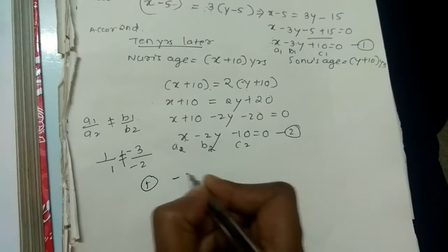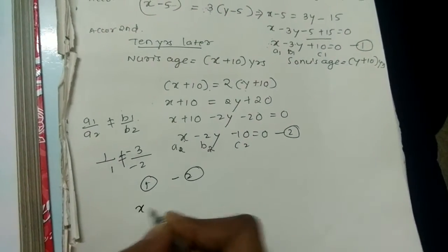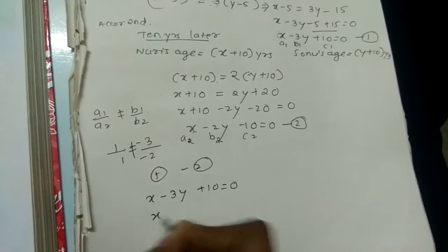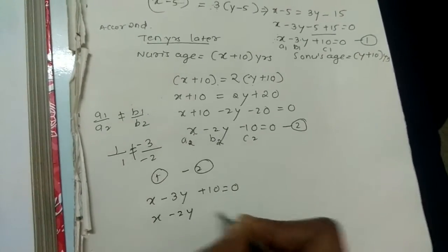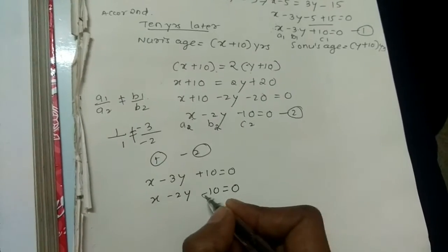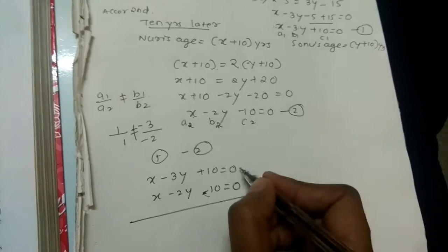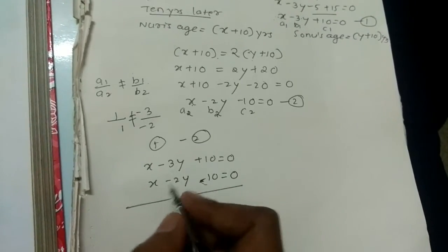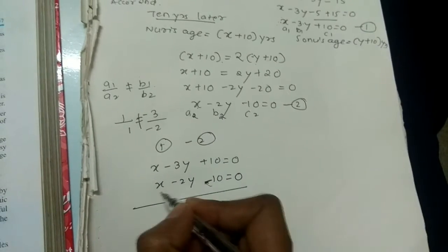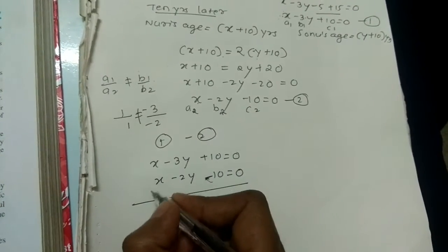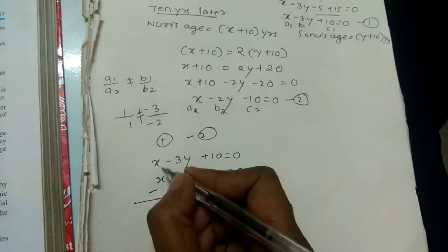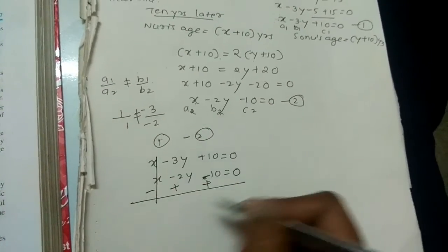So equation 1 minus equation 2. What is equation 1? x minus 3y plus 10 equals 0. x minus 2y minus 10 equals 0. So we have to subtract 1 and 2. This is 1 and this is 2. When you do this subtraction, don't subtract actually. Just change the sign of the second equation. This plus will be minus, minus will be plus, minus will be plus. So plus x minus x will get eliminated.